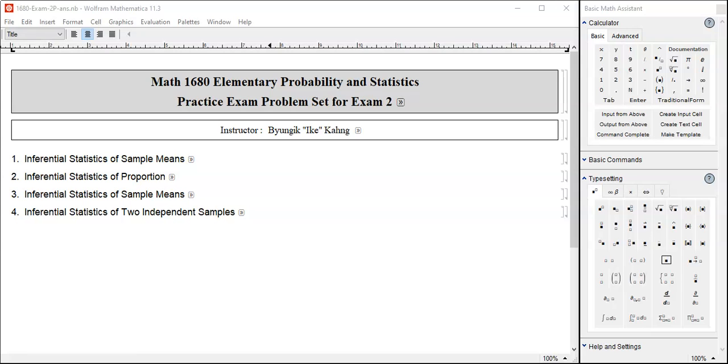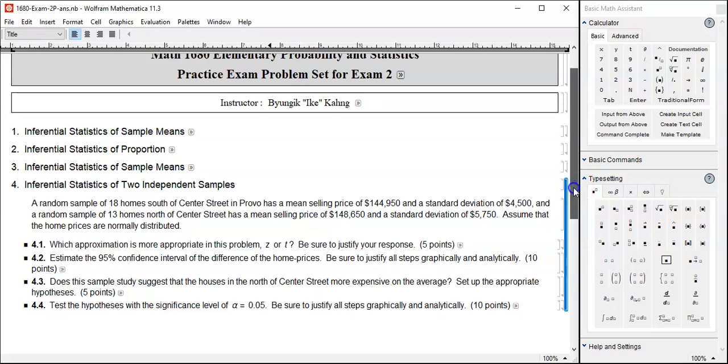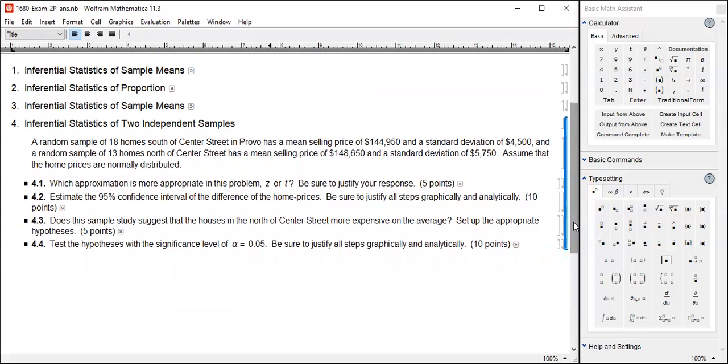Hello students, welcome back. Let's go to problem 4. This time, let's study two-sample inference. Here's a problem, and please stop the playback and read through the problem all the way to the end.